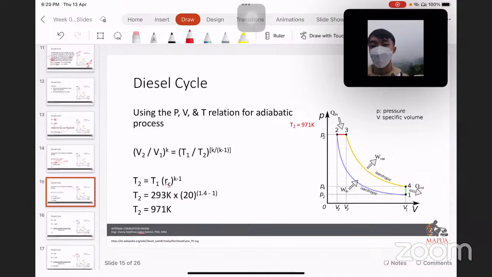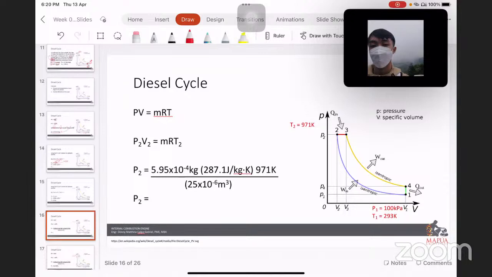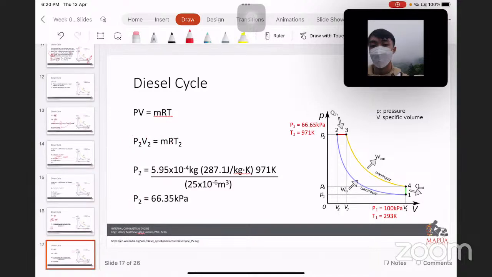Ano naman yung P2 mo? PV is equal to MRT ulit. Given na sa'yo yung M, na-calculate natin ng una. Given rin yung R. Meron ka ng T2. Yung V2 mo is equal to, ano? Compression ratio. So, given na sa'yo yung 500 divided by 20, meron ka ng P2. So, P2 is equal to, ayun.